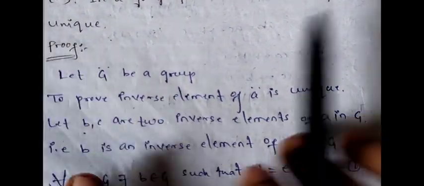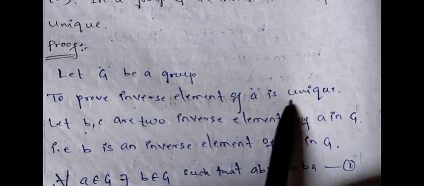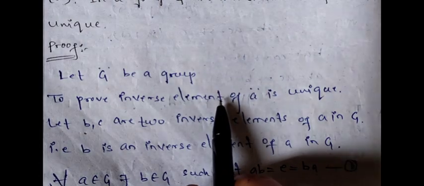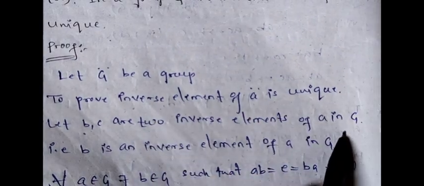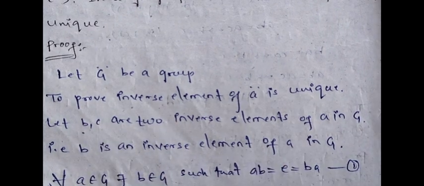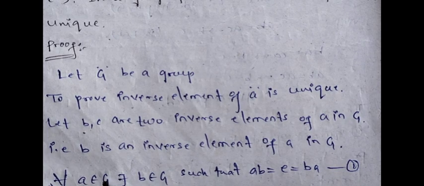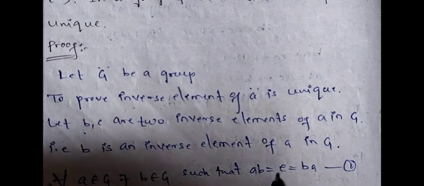To prove this, again we are considering G is a group, and to prove the inverse element of A is unique, we are taking the same approach as the previous theorem. We are taking more than one inverse element for A. Suppose B and C are two inverse elements of A in G. Suppose B is an inverse element, by definition we can write A into B equals E. According to the inverse property in a group G, A is one element and B is also one element in G such that it should satisfy A into B equals the identity element. This is by definition of the inverse property.